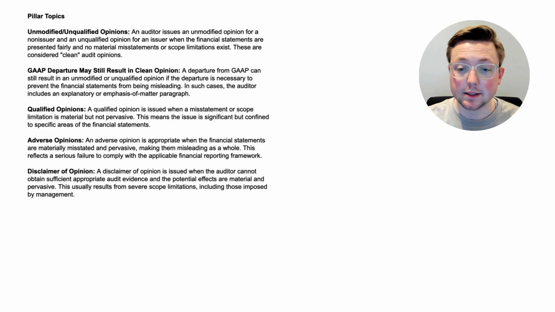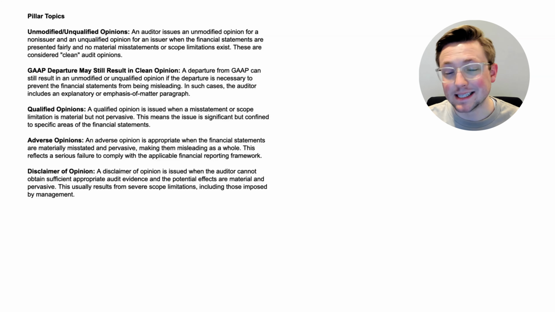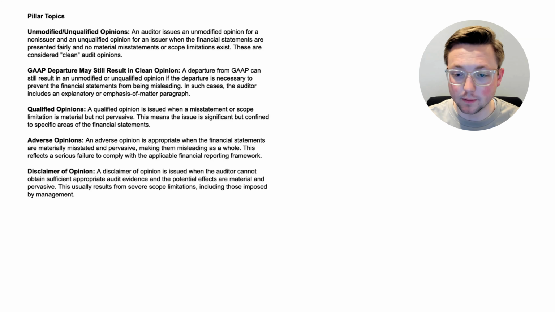An adverse opinion is appropriate when the financial statements are materially misstated and pervasive, making them misleading as a whole, not just one part of them misleading. This reflects a serious failure to comply with the applicable financial reporting framework. So adverse opinion, really big deal. In fact, probably the worst one, but a disclaimer of opinion isn't too far behind.